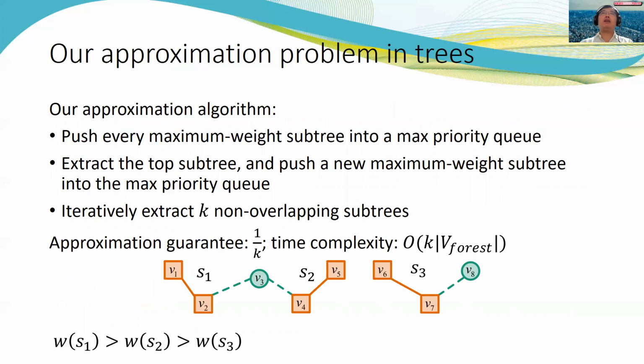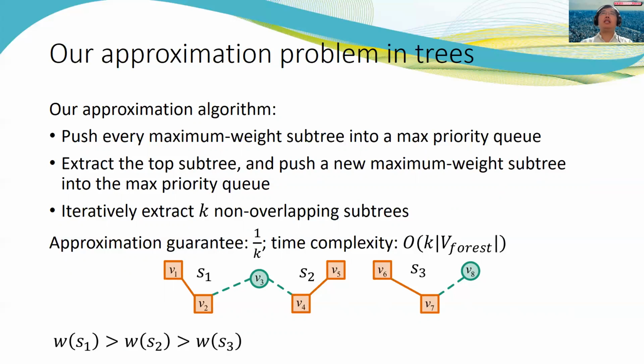Given a set of non-overlapping trays, we first push a maximum weight subtray in every tray into a max priority queue, using the weights as priorities. Then, we extract a top subtray in the priority queue. After extracting a top subtray, we find a new maximum weight subtray in the tray that contains the extracted top subtray. We push a new maximum weight subtray into the priority queue. We iteratively extract k non-overlapping subtrays as a solution.